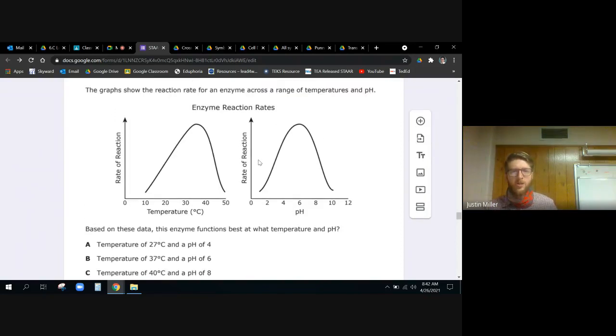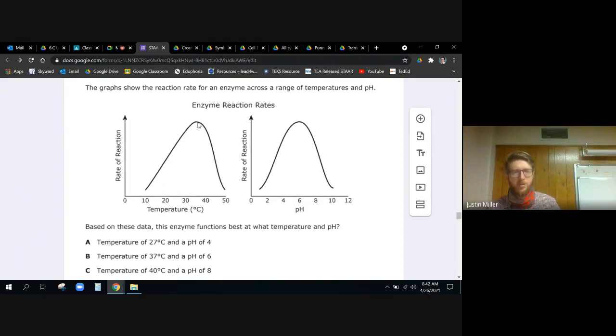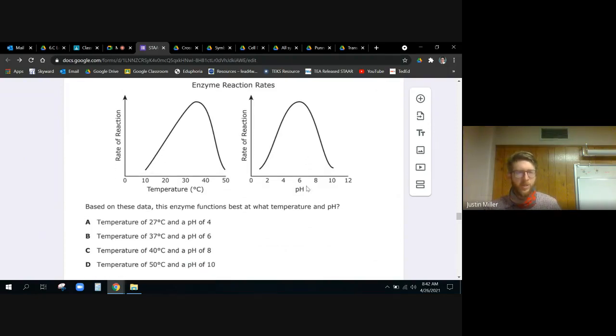Well, on that one, all you have to do is find the highest point, follow it down, see what temperature and pH that is, and pick that answer.